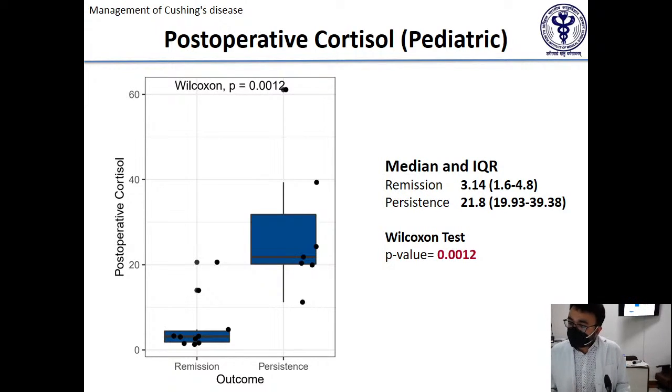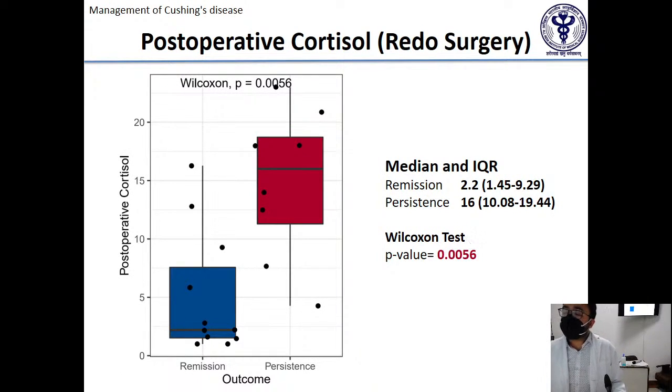Similarly, postoperative cortisol was found to be a significant predictor of remission in the pediatric age group as well. As well as in the redo surgery group, we found that again the post-op cortisol was a significant predictor. So this is a very important factor: the preoperative biochemical parameters did not turn out to predict it; it is the post-operative parameter which predicts the outcome, especially the cortisol in the primary, redo as well as in the pediatric age group.